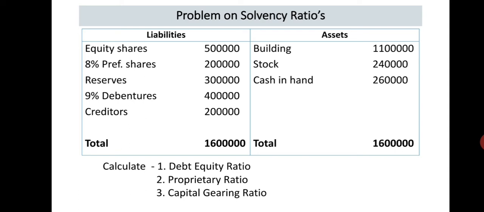Next, problems on solvency ratio. Here I am going to discuss with you a problem on how to calculate solvency ratios. So on liability side, equity shares 5 lakh, 8% preference shares 2 lakh, reserves 3 lakh, 9% debentures 4 lakh, creditors 2 lakh. Okay. And on asset side, building 11 lakh, stock 2 lakh 40,000, cash in hand 2 lakh 60,000. So with this information, they have asked to calculate debt equity ratio, proprietary ratio and capital gearing ratio.